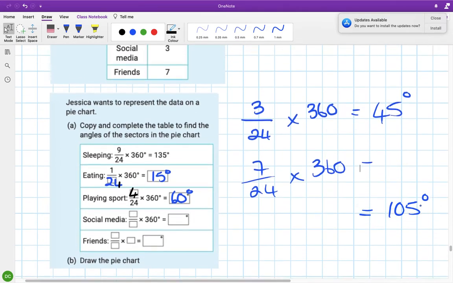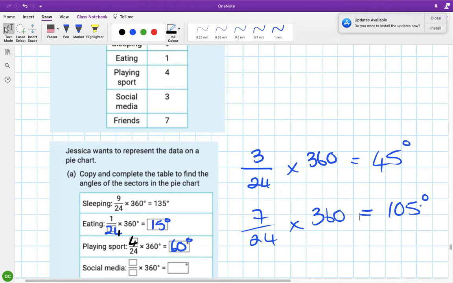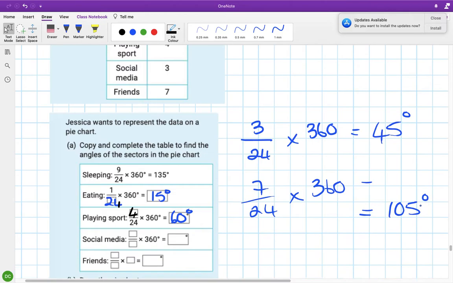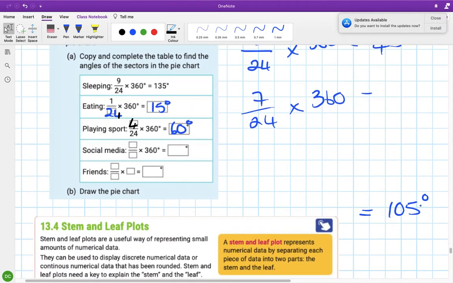Is that it? Yeah. Okay, so I have 135, 15, 60, 45, and 105. And that makes 360. Okay, so that works out fine. And then we have to draw the pie chart.